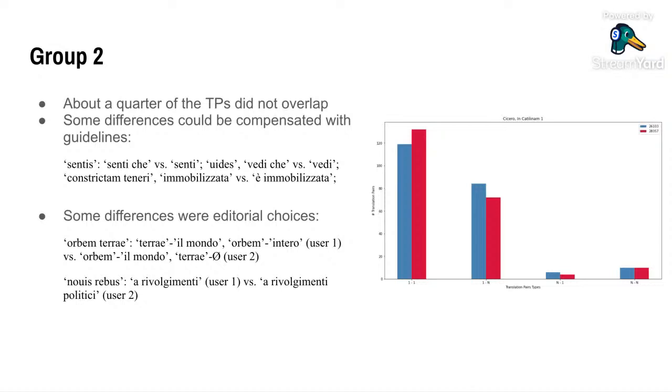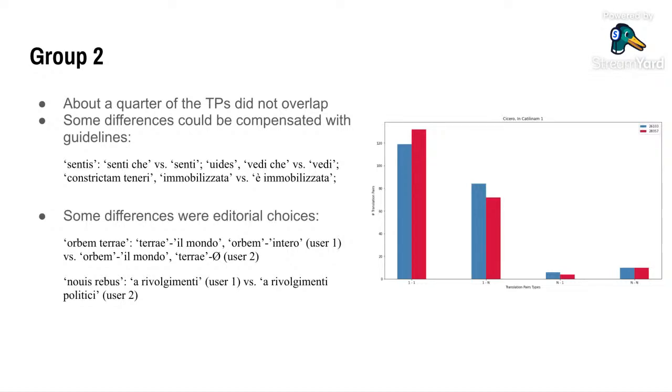This phenomenon was largely repeated with group 2, Latin to Italian. Although here the rate of the translation pairs that did not overlap was significantly lower, it was about a quarter. Once again, we see pretty much the same distinctions. Some differences in the translation pairs could definitely be compensated by the establishment of guidelines, because they essentially depended on how certain structures in Latin had been addressed by the two users.